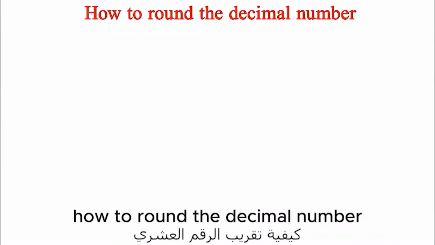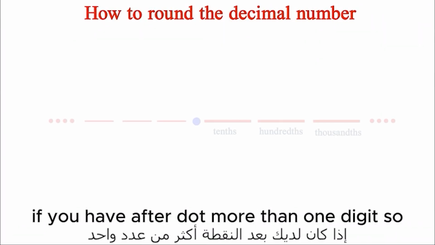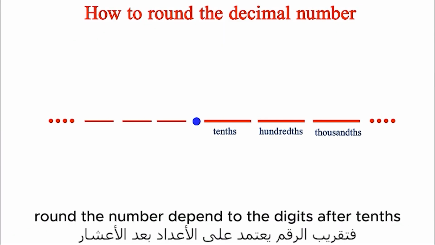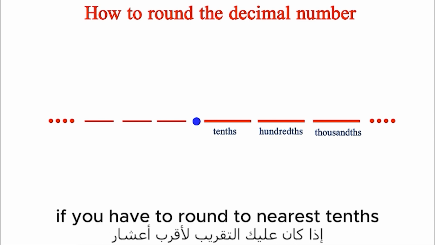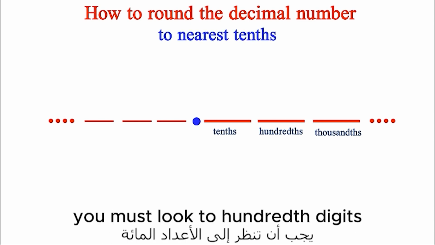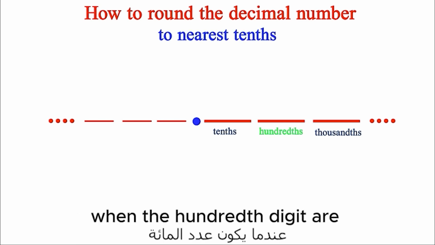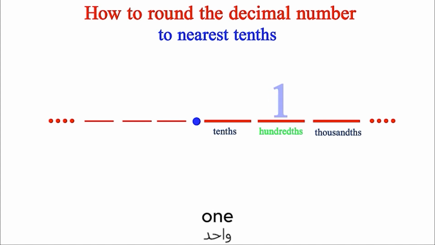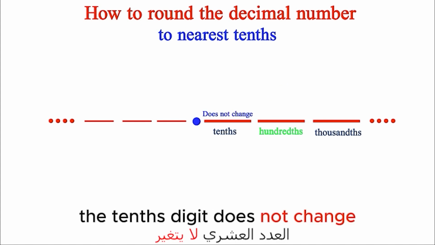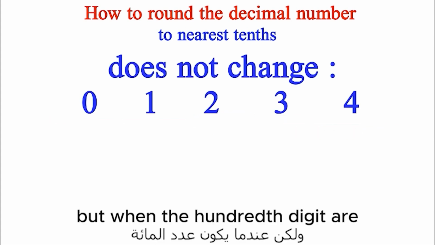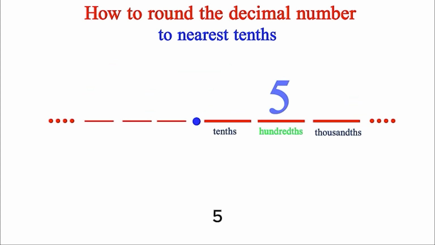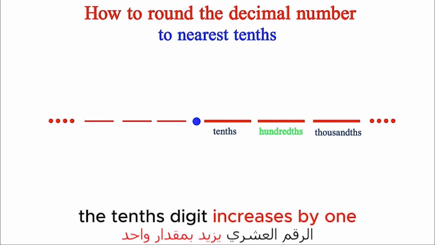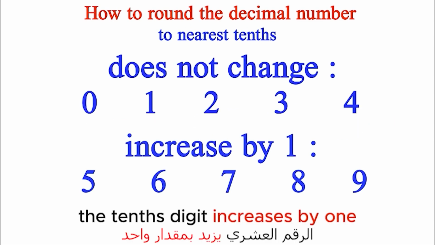How to round a decimal number. If you have more than one digit after the dot, round the number depending on the digits after tenths. If you have to round to the nearest tenths, you must look at the hundredths digit. When the hundredths digit is 0, 1, 2, 3, 4, the tenths digit does not change. But when the hundredths digit is 5, 6, 7, 8, 9, the tenths digit increases by 1.